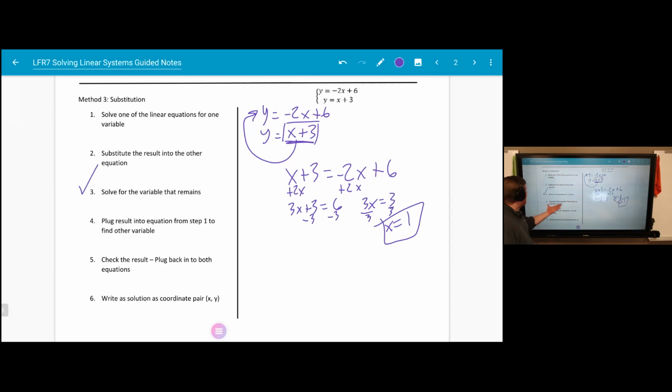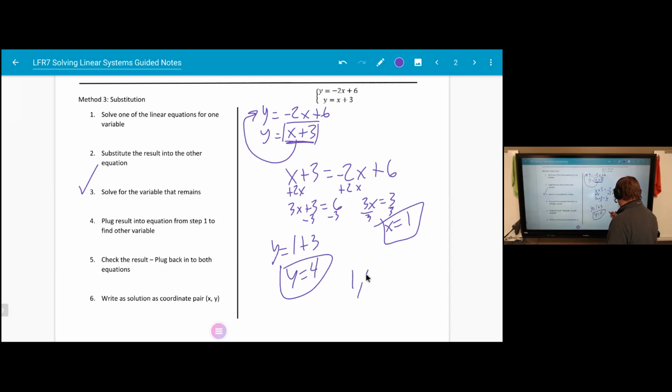And this says plug the result into the equation from step 1 to find the other variable. So in other words, I can plug this into either equation again and find the other variable. I found x first. I now need to find y. I like that second equation. How about this? Y equals x plus 3, or 1 plus 3. And amazingly enough, y equals 4. So I get 1 comma 4 again.